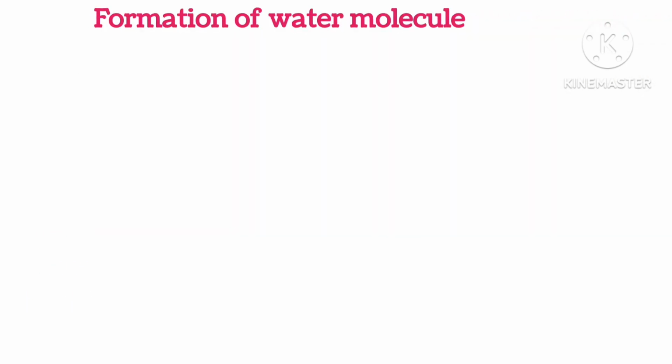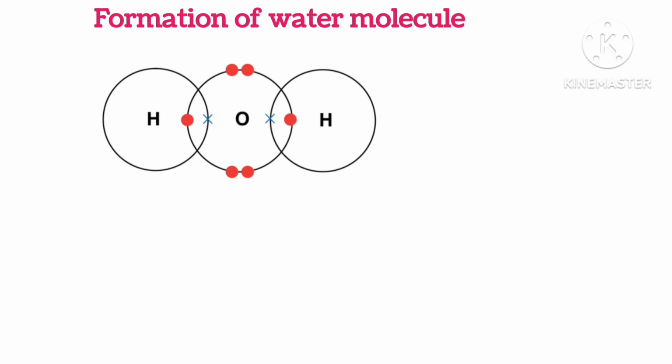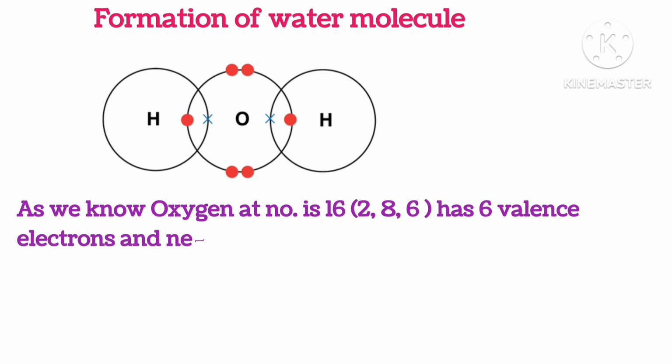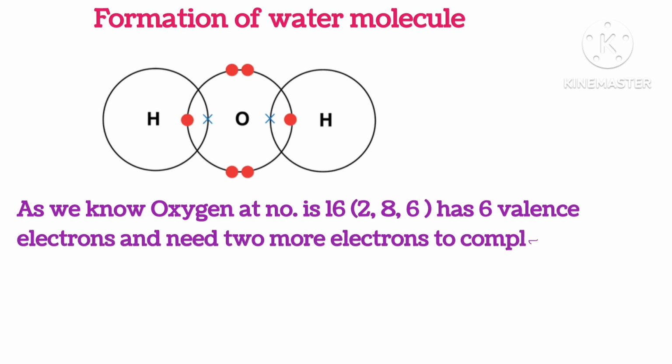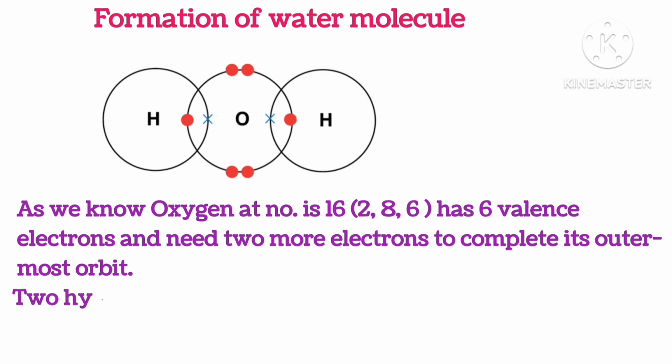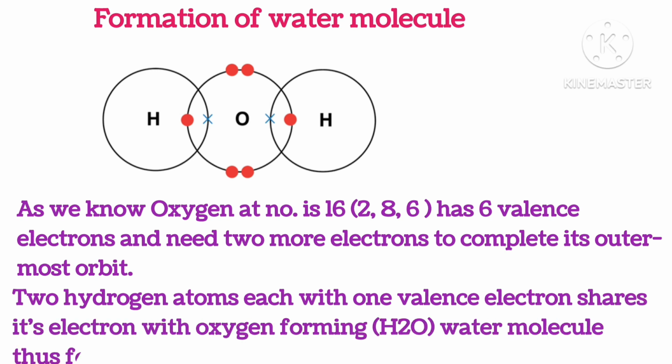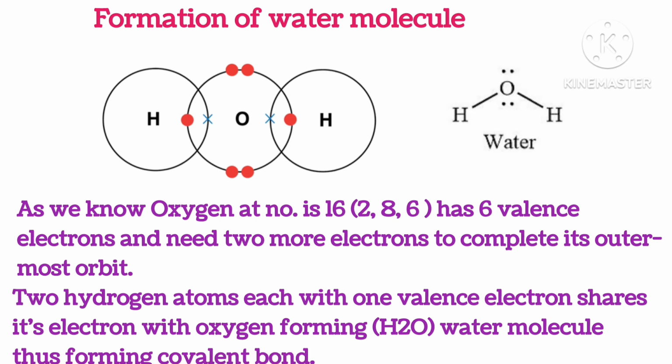Formation of water molecule. As we know, oxygen's atomic number is 8, so it has electronic configuration 2, 6, with 6 valence electrons, and needs 2 more to complete its outermost orbit. Hydrogen atoms, each having one valence electron, share their electrons with oxygen, forming an H2O water molecule and thus forming covalent bonds, as you can see in the picture.